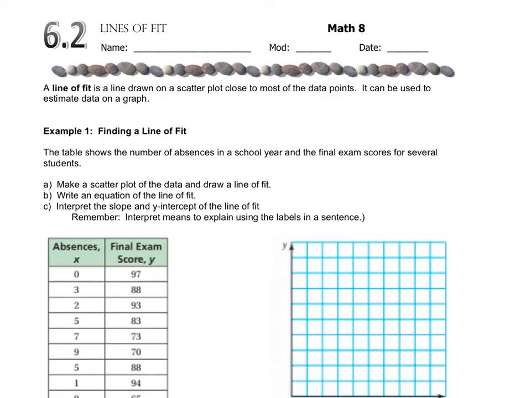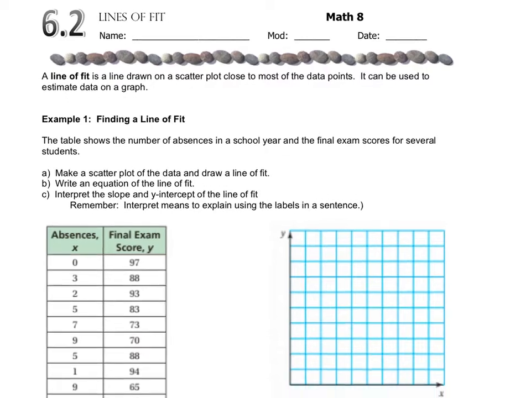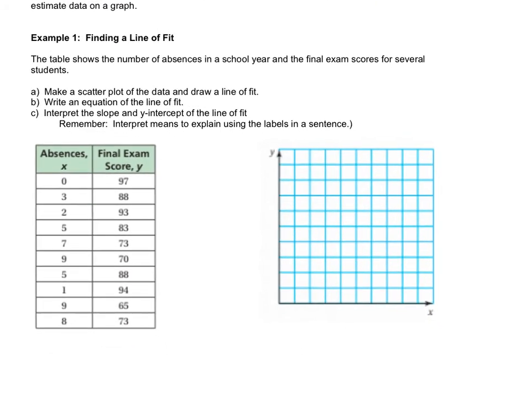So first, we got to go back to what we talked about in our scatter plots. So first, finding a line of fit. The table below shows the number of absences in a school year and the final exam for several students. So what we first want to do is make a scatter plot, and then we'll talk about drawing the line of fit. So as a refresher from the scatter plots, you're going to go ahead and plot these on your own. The absences are our x.